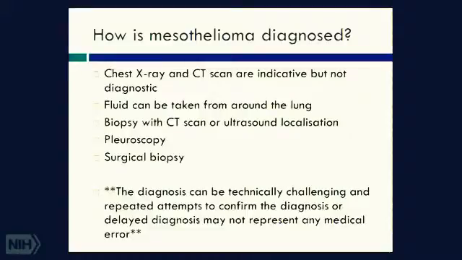So when mesothelioma is diagnosed, we need a tissue biopsy. The chest x-ray or the CT scan, they're indicative of mesothelioma but not diagnostic. And then the next step may be to take fluid from around the lung. That can certainly give a very strong index of suspicion, and in some parts of the world can be diagnostic. And biopsy with CT scan or ultrasound localisation, or a pleuroscopy, so a mini telescope, or even an open surgical biopsy to take numerous samples and get the diagnosis confirmed.